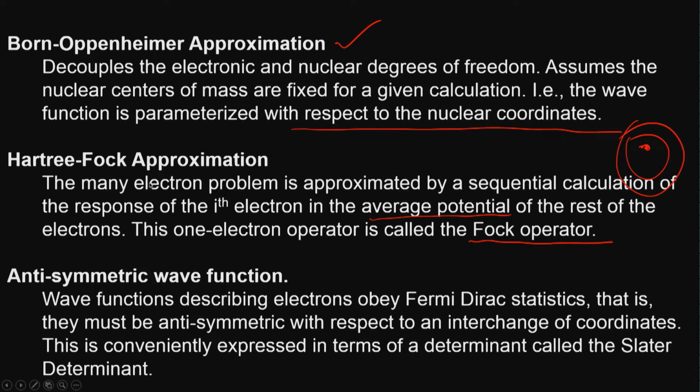So, we have the Born-Oppenheimer approximation which fixes the nucleus degrees of freedom, only the electron degrees of freedom are considered. Then we have the Hartree-Fock approximation where you look at the interaction of the ith electron with an average potential of the rest of the electrons. Then anti-symmetric wave functions describing electrons obey the Fermi-Dirac statistics, that is they must be anti-symmetric with respect to an interchange of coordinates. Okay.